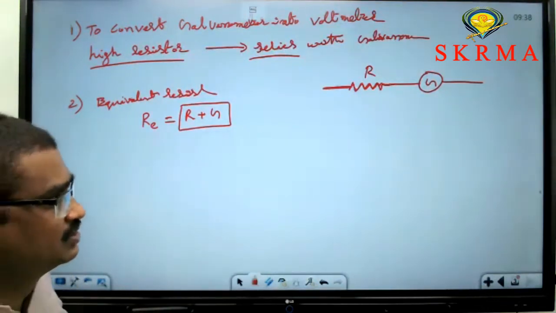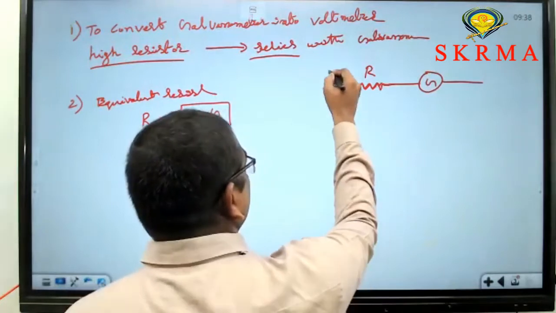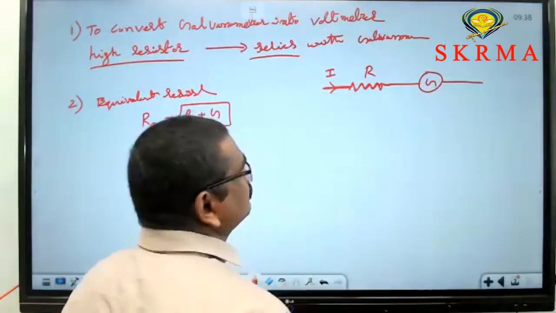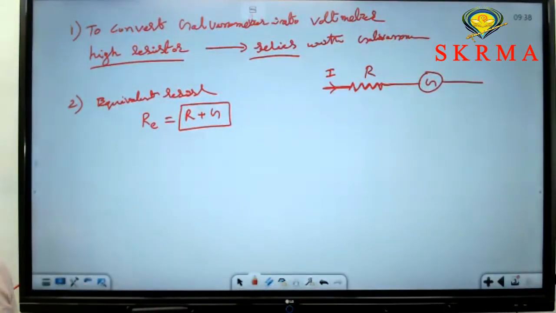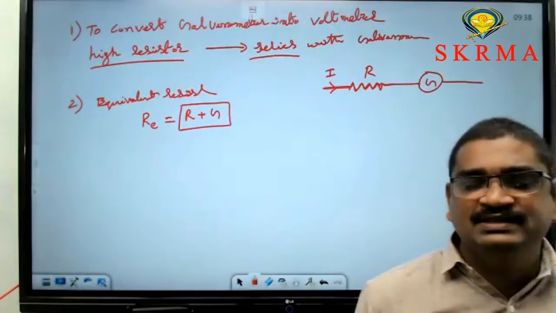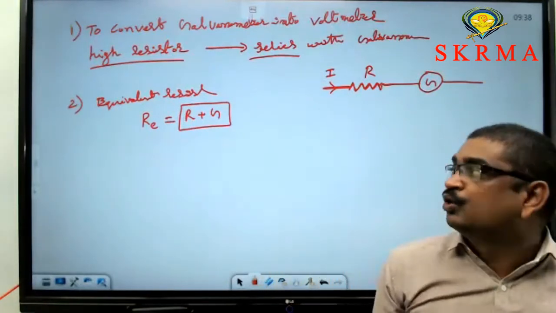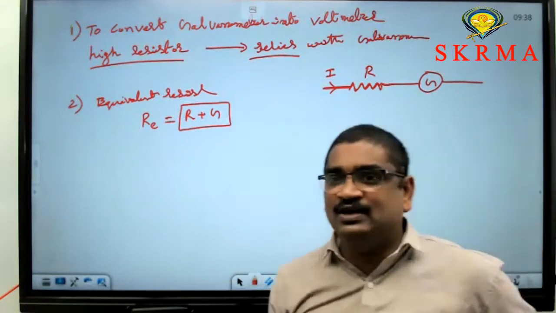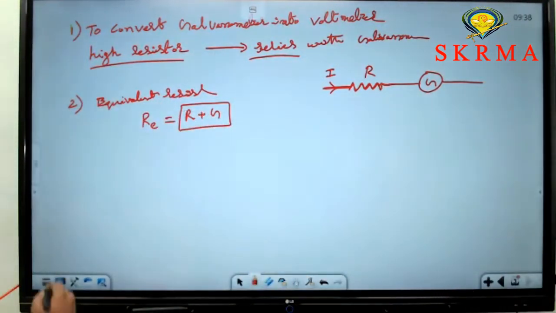Next. In a series connection, which one is constant? Current is constant, and voltage is going to divide in a series combination. So now, what is the voltage? Total voltage across the combination.